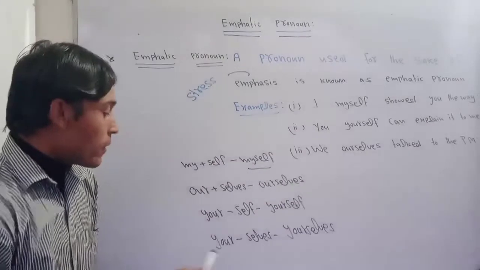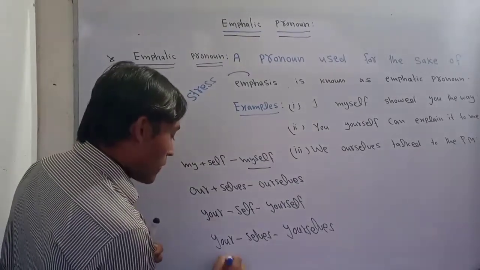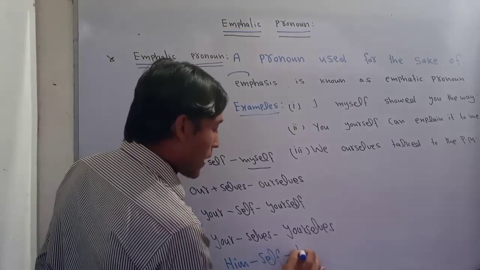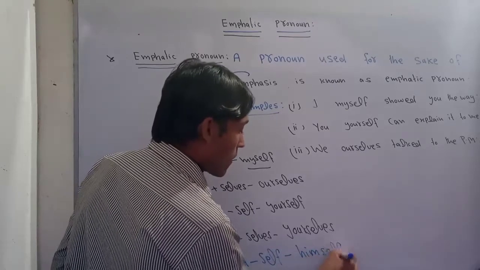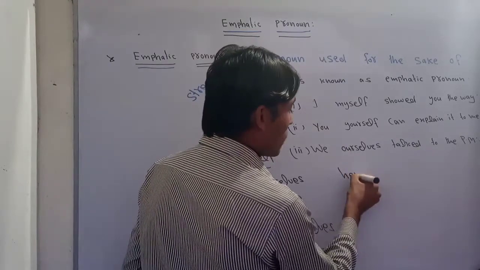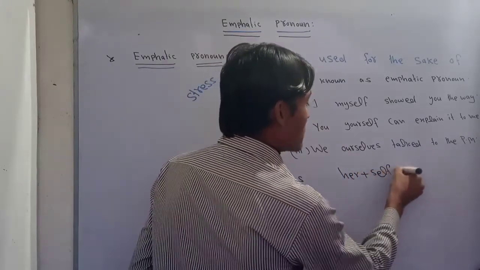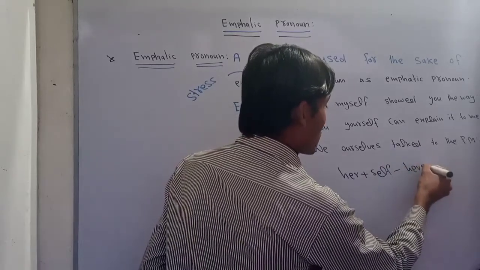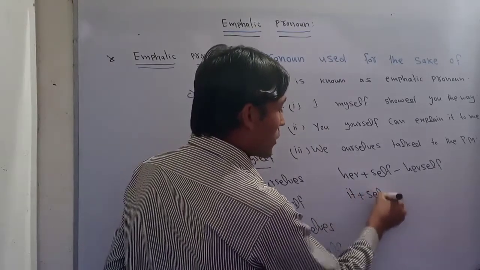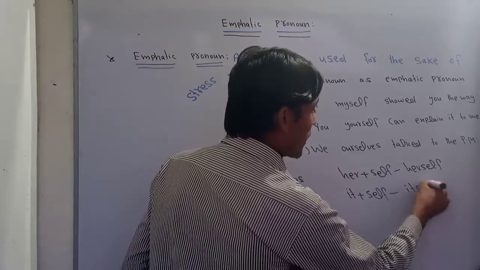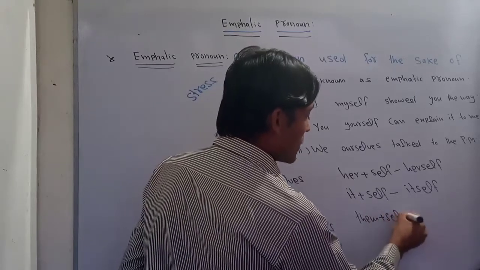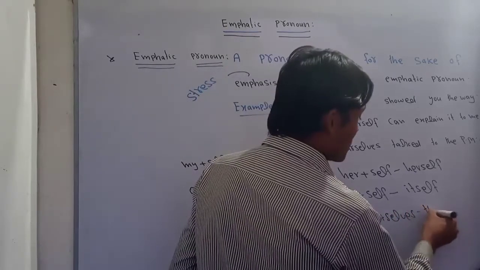And if we talk about the other, we say himself. If we add self with him, we can simply call it himself. And if we talk about further, like her, if we add self, we call it herself. And if we talk about it, if we add only self, it will convert to itself. And if we talk about them, T-H-E-M, them, plus selves, S-E-L-V-E-S, selves. So we can call it themselves.